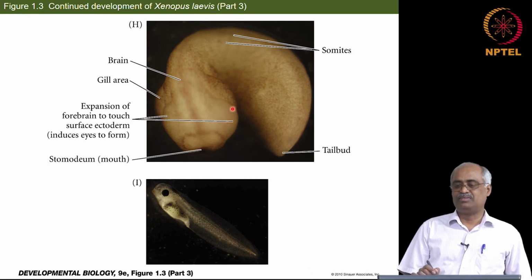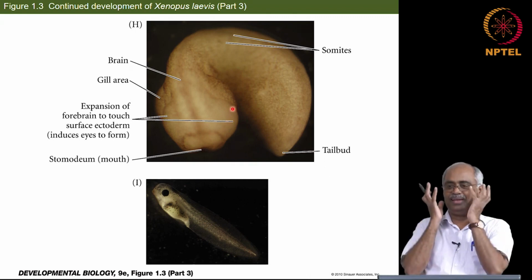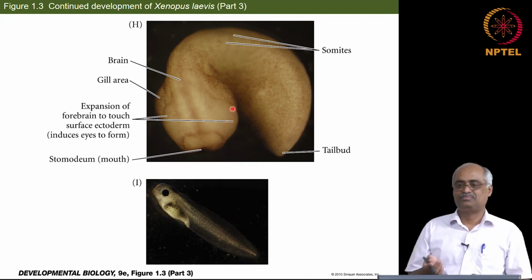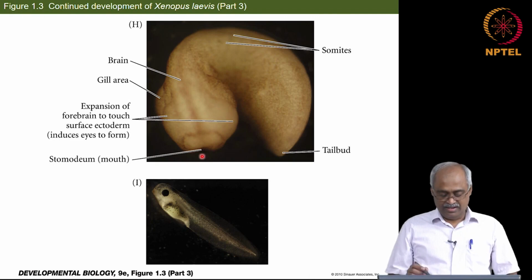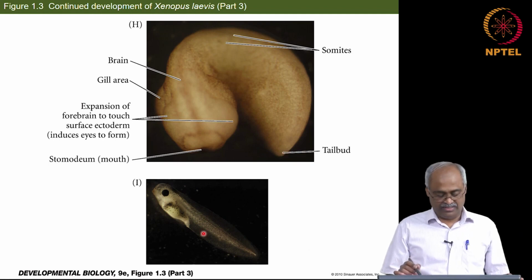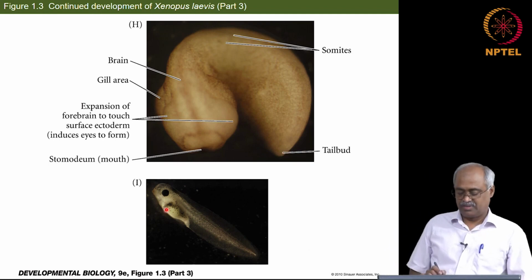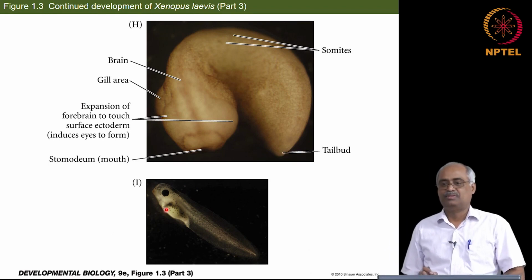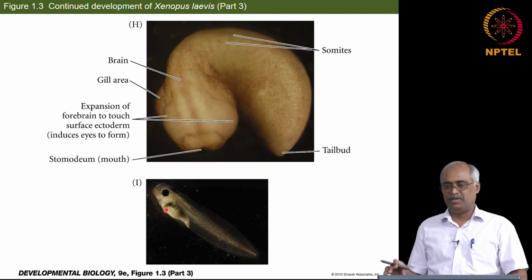So that is why all your sensing ports are all on the head, very close to the brain. Okay. And so this is the tail bud, and the limbs will develop much later. And then you get the swimming tadpole. So this is the end of embryogenesis.